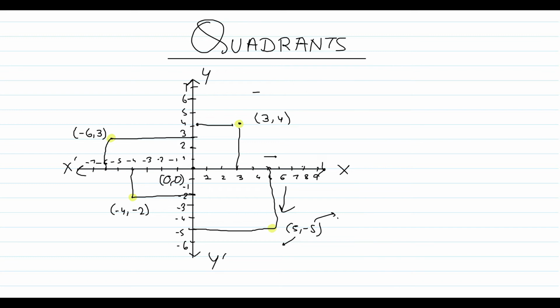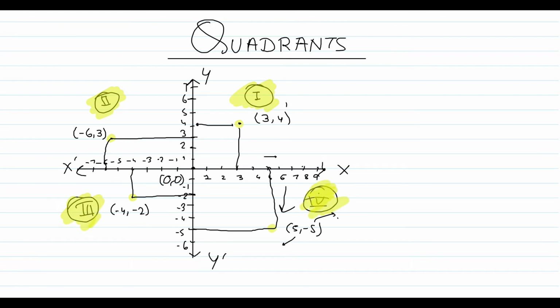Quadrants. This is the first quadrant, this is the second quadrant, this is the third quadrant, this is the fourth quadrant. Now this is something which has been defined. You cannot question why this is the second quadrant, this is the first quadrant, this is the third quadrant, this is the fourth quadrant. These four quadrants have been defined.